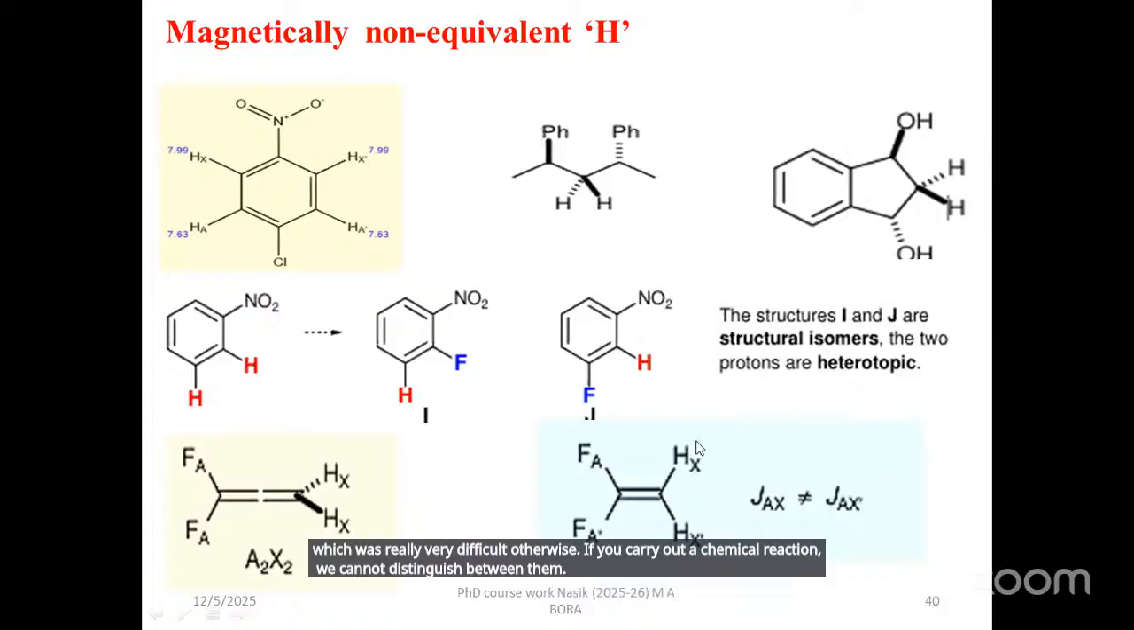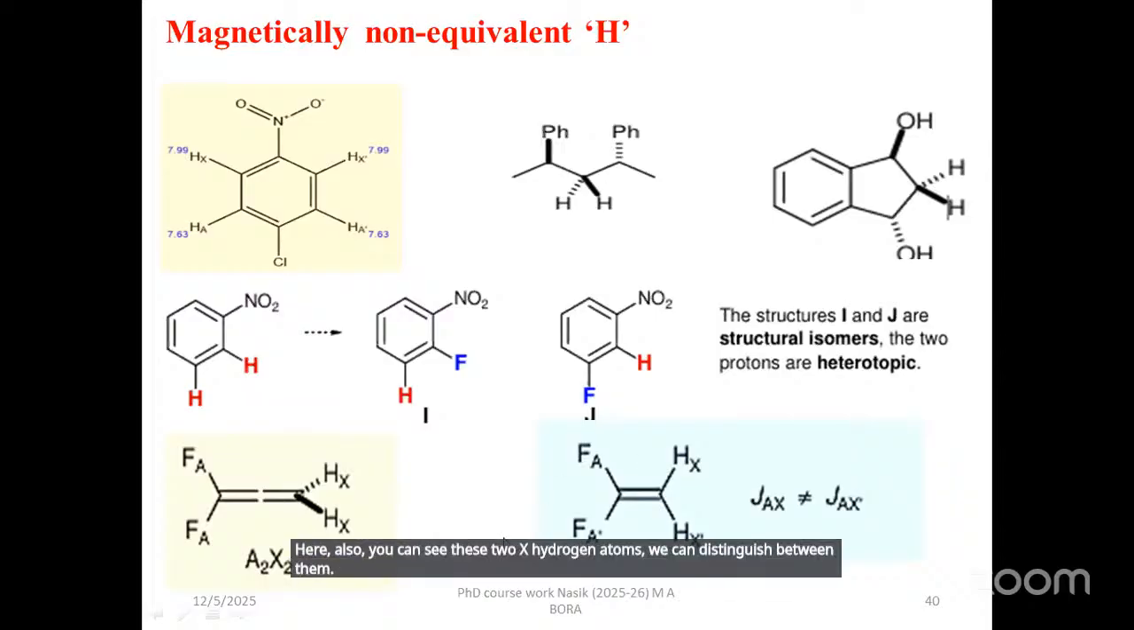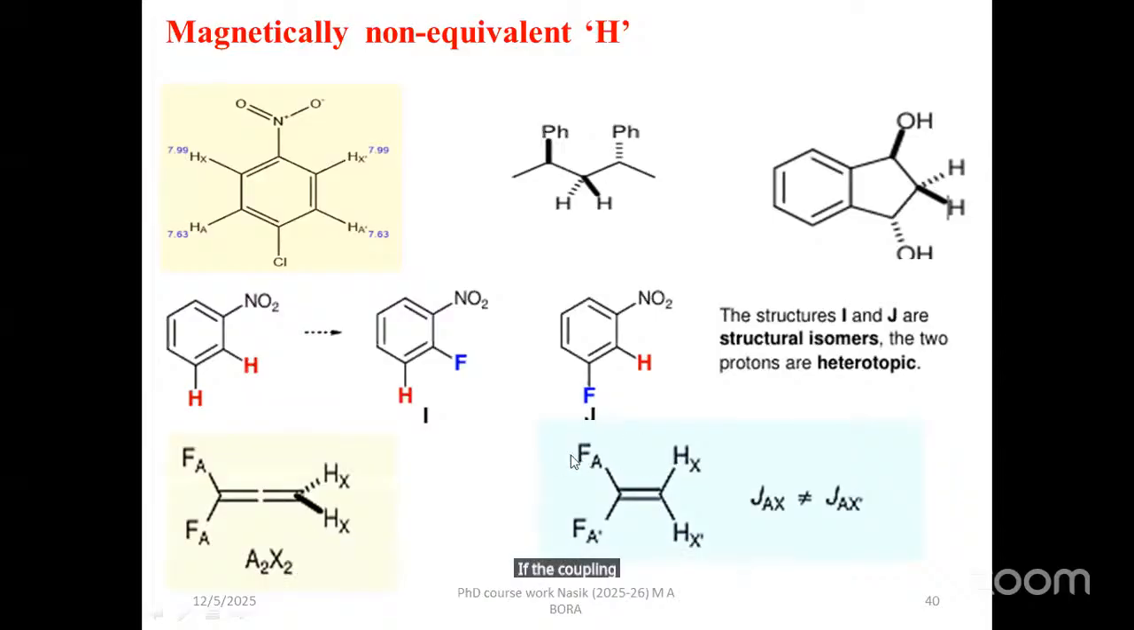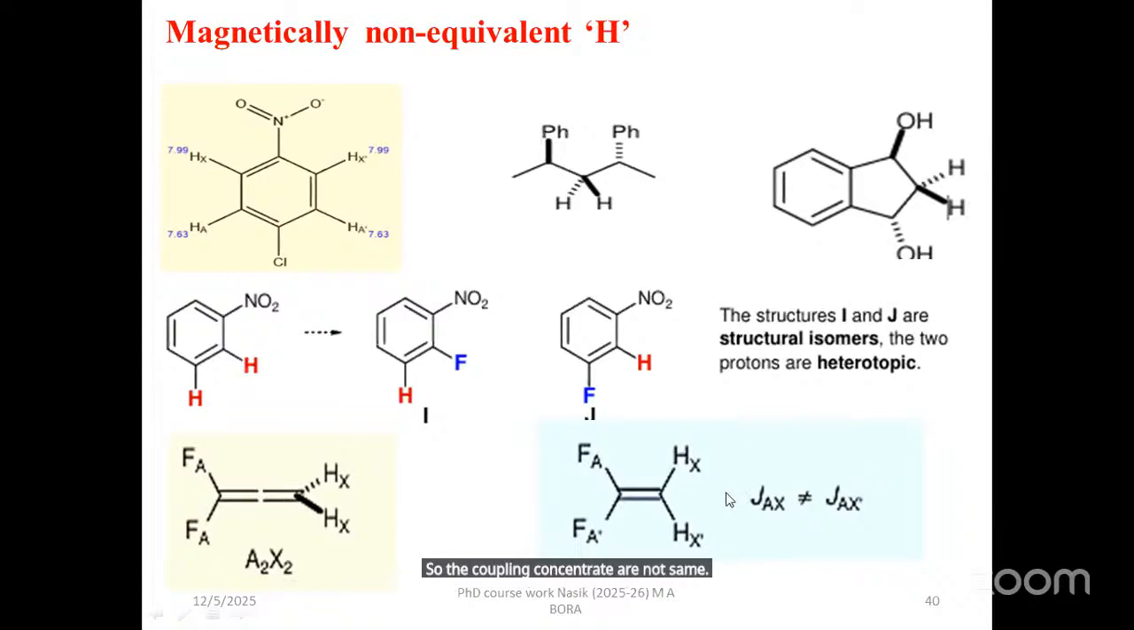Here also you can see these two hydrogen atoms; we can distinguish between them if the coupling constants between HA and X, and HA and F, are different. Fluorine is also coupled with hydrogen, but the coupling constants are not the same, so we can distinguish between them. They are all called magnetically non-equivalent protons.